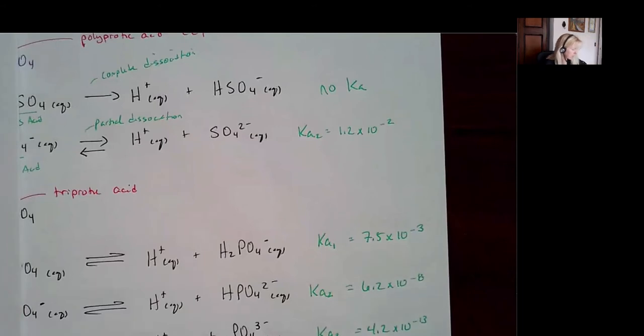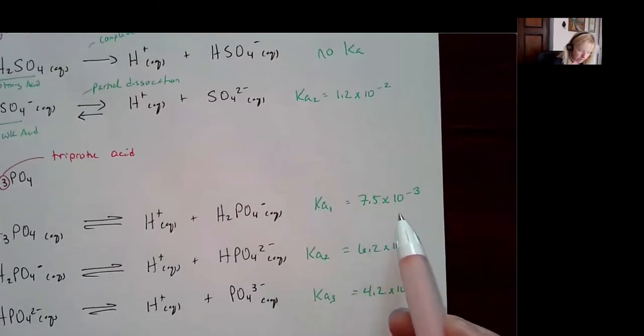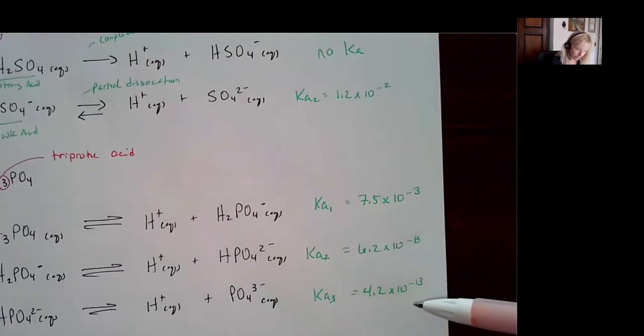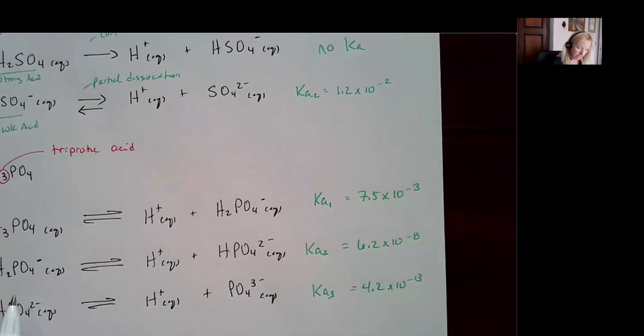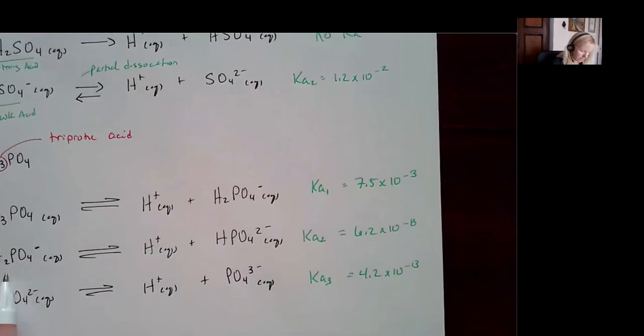And so that's a trend that you're always going to see with these polyprotic acids, is that the first Ka is always going to be the largest, and then it's going to get weaker and weaker and weaker. So that means that this is a stronger acid than this, than this. And if you think about what's happening here, once I've lost a hydrogen, now I have a negative charge on this species, and it's going to be harder and harder to pull off another hydrogen.